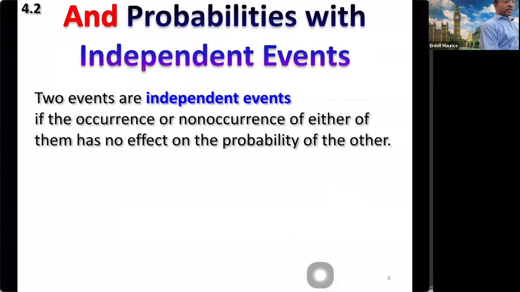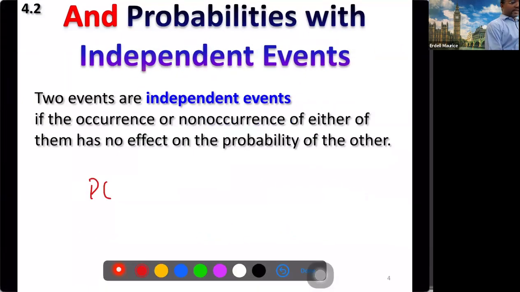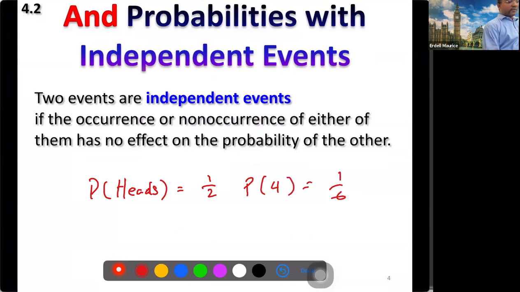And so the probability of getting heads is going to be 1/2. The probability of getting a 4 when you roll the dice is going to be 1 out of 6. So the probability of heads and a 4 is going to be 1/2 multiplied by 1/6. It's going to be 1/12.